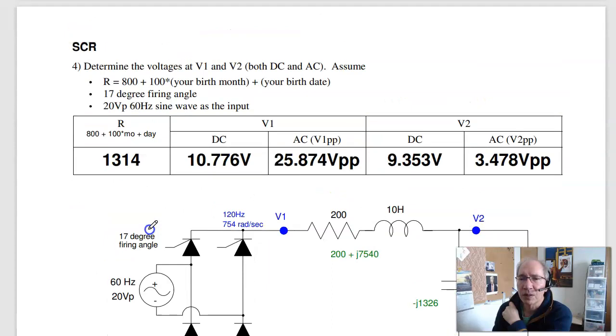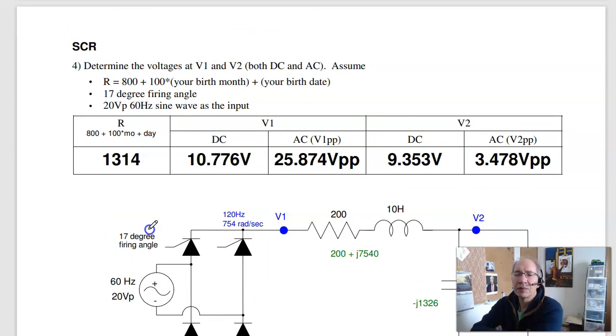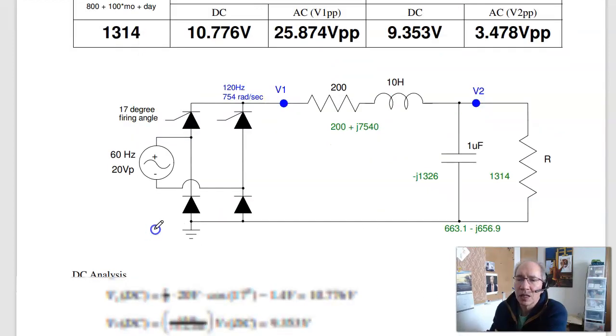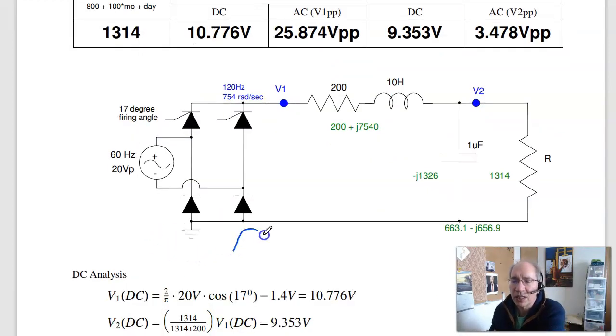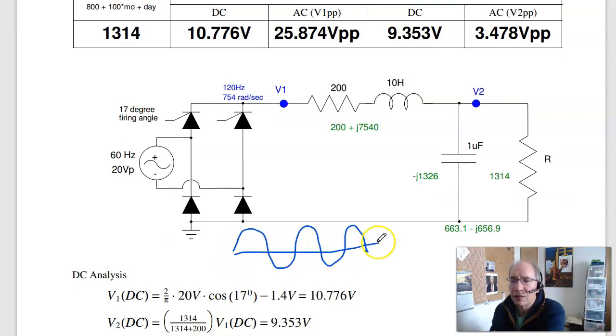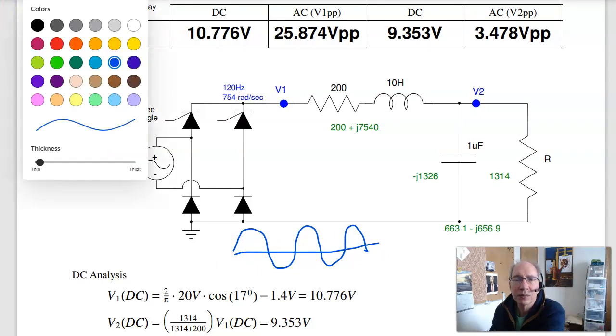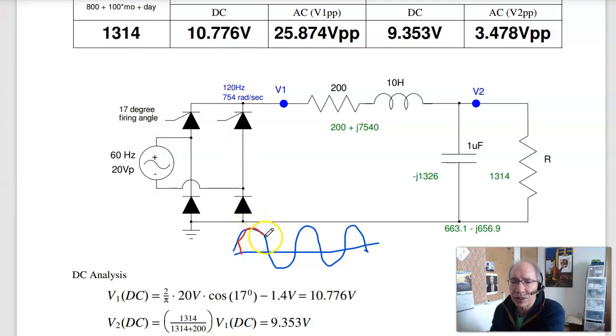Problem 4, semiconductor relay. If I have a 17-degree firing angle, find the voltage at V1 and V2. Now at V1, here's a sine wave coming in. I fire at 17 degrees. So what's going to happen is at 17 degrees, I turn on, and I stay on till it goes 17 degrees past 180. Then I have the next waveform. I come up and follow it. Then it goes 17 degrees past 180.